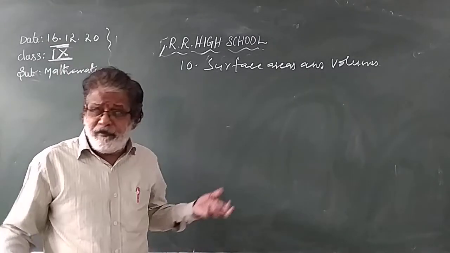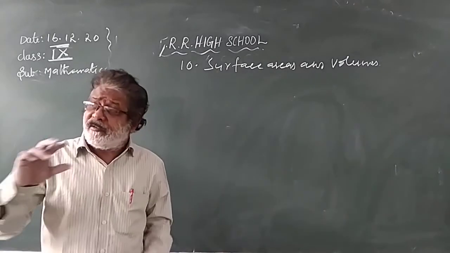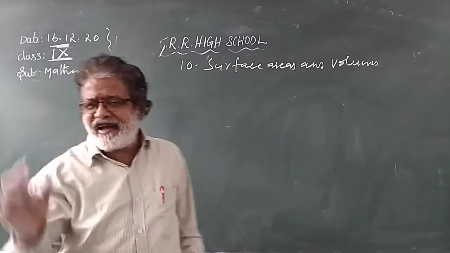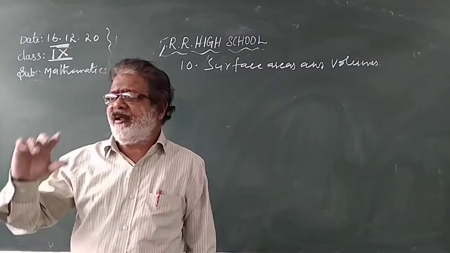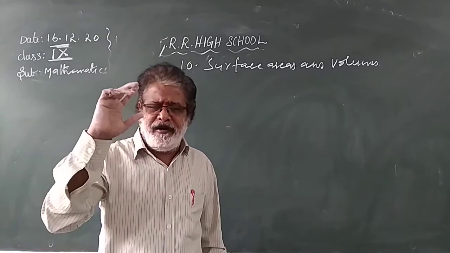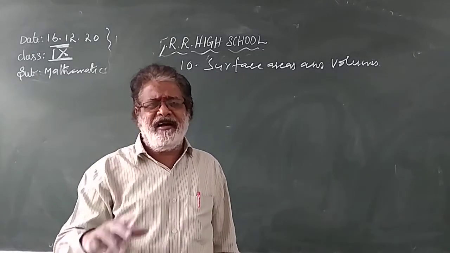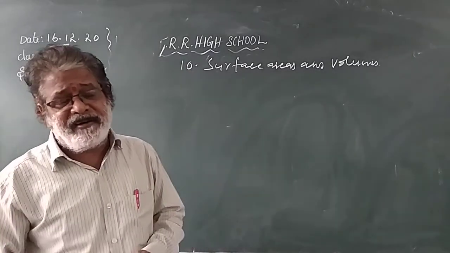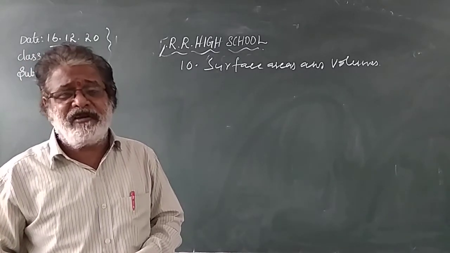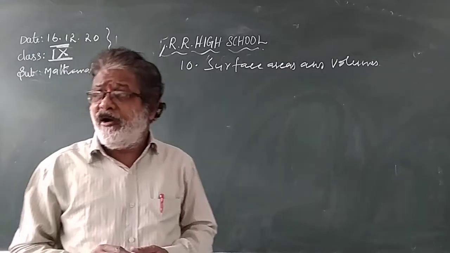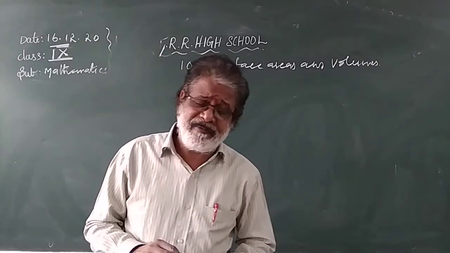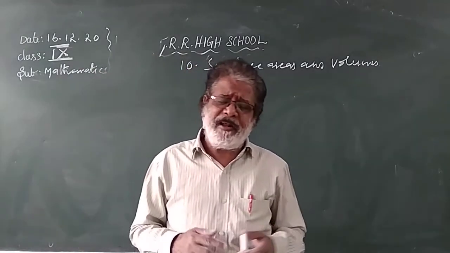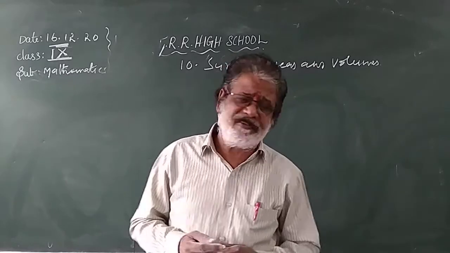What is mensuration? Mensuration means the branch of mathematics that deals with geometrical objects such as triangle, square, rectangle, prism, cone, cylinder, sphere, all these things. So mensuration is one of the important branches in mathematics. In mensuration, there are 2D objects and 3D objects.